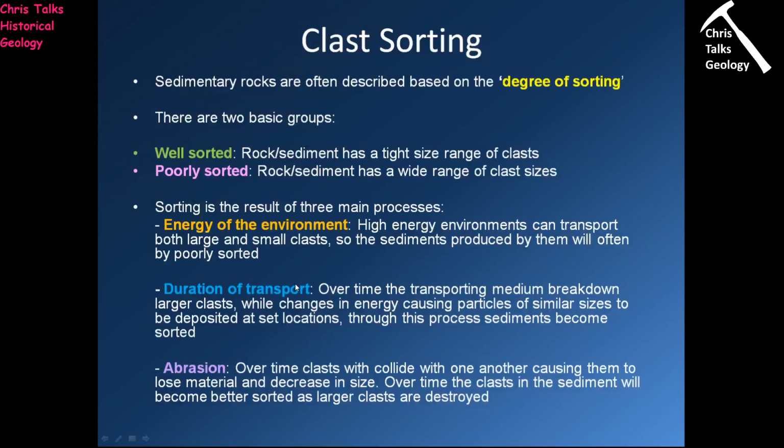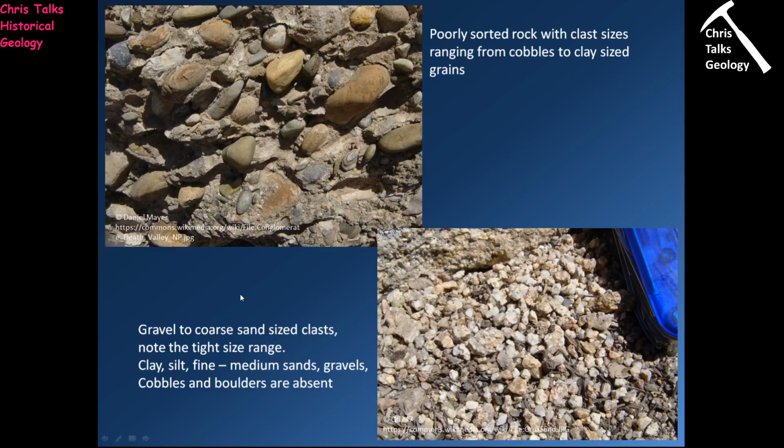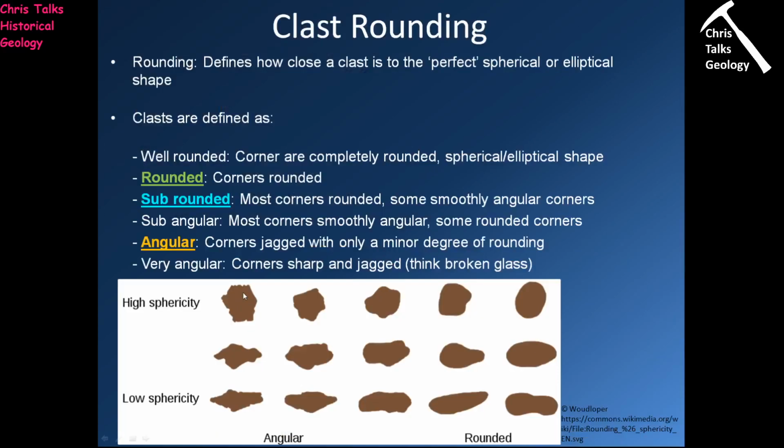So we have to think about the energy of the system and how long the sediment's been moved for. Obviously, the more high energy and the longer the distance the sediment's been transported for, the more time there is for sharp corners to be knocked off your clasts, and the better rounded they will become. So mature sediments will often have quite well-rounded clasts. Immature sediments will often have quite angular clasts.